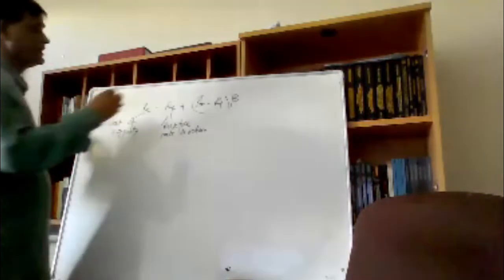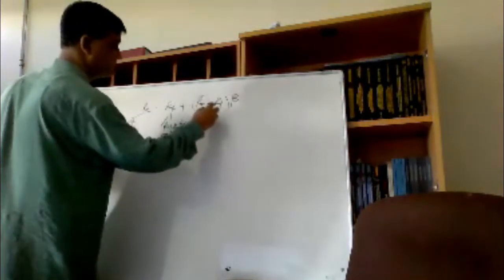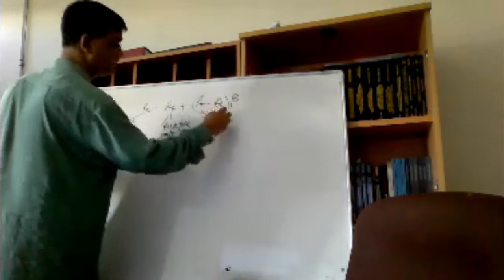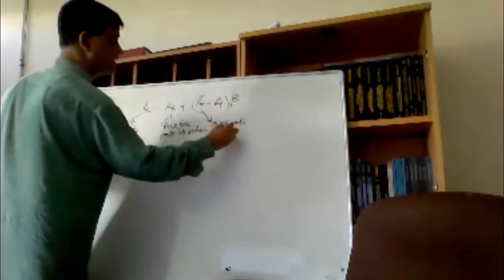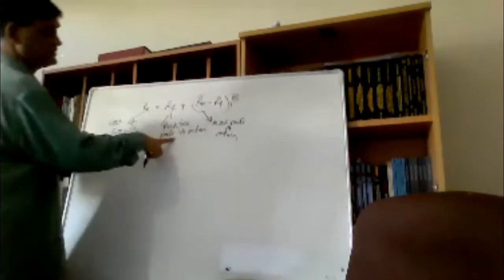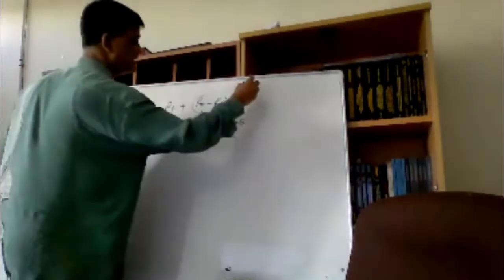Thank you. RM is the market rate of return. RF, we know, is the risk-free rate of return, and beta is the risk factor.